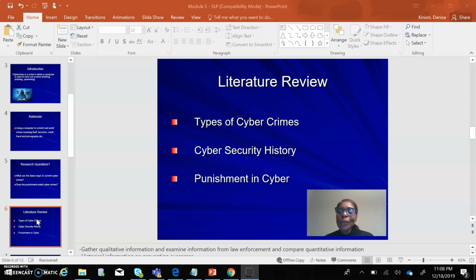The literature review will talk about the types of cybercrimes, cybersecurity, history, and punishment in cybercrimes. This will go over gathering qualitative information and examining information from law enforcement and comparing quantitative information, as well as taking a look at historical information just to find out what the successes were surrounding the punishment for cybercrimes.